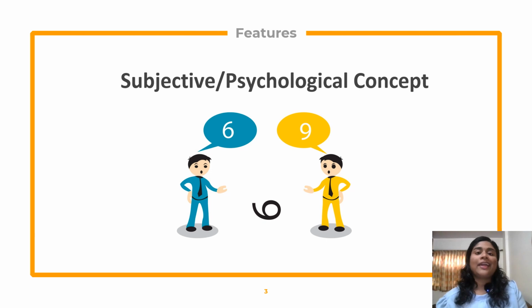Although Alfred Marshall has assigned cardinal numbers to utility, we normally cannot assign cardinal numbers to utility. We can rank utilities, but we cannot assign cardinal numbers to utility. Now let us look at the next feature.